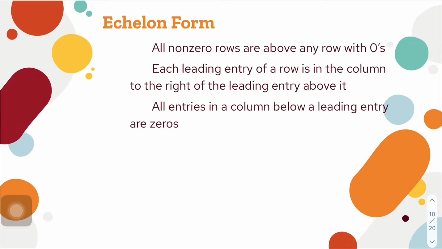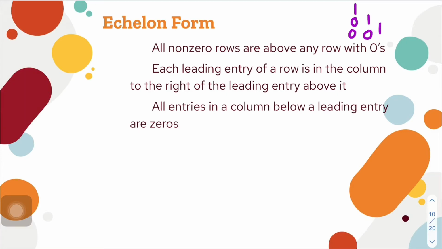Like we've mentioned earlier in previous videos, our leading entries should come in a diagonal. All entries in a column below a leading entry are zeros. So right here, we'll just have zeros underneath them. So that is what echelon form looks like. Let's put in some numbers and look at how it looks.